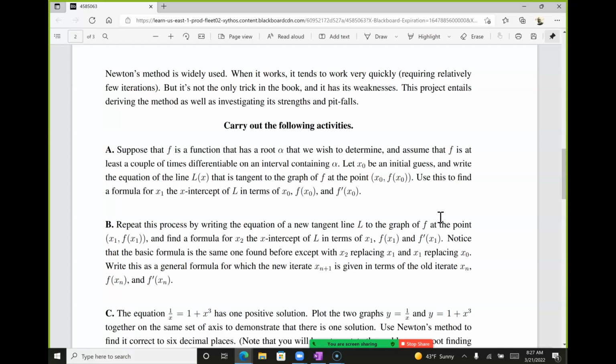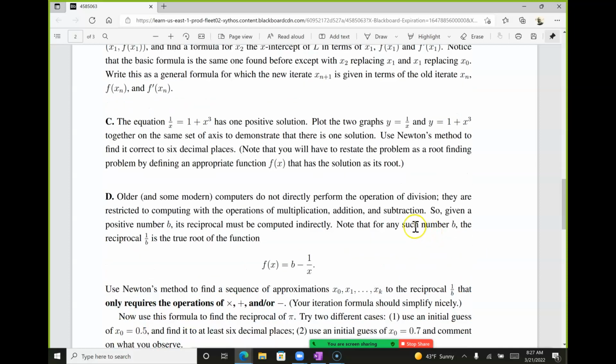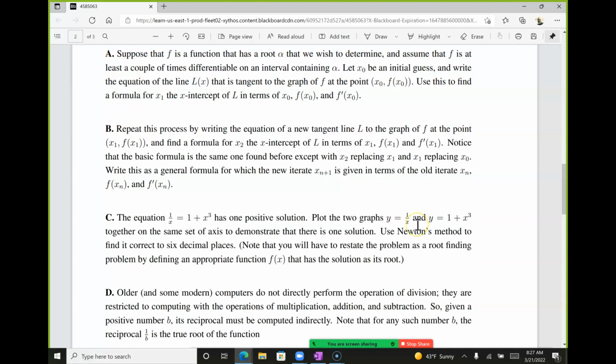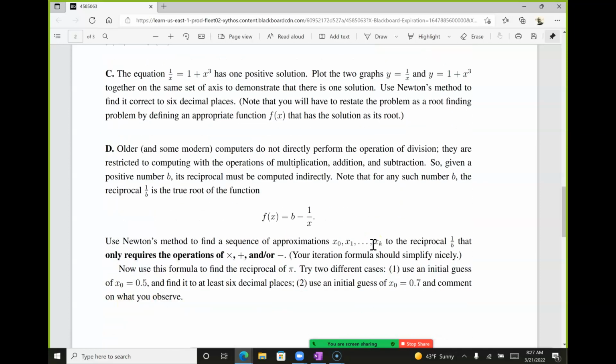So part A and B are very similar. Part C is when you first start using Newton's method. So part A and B are you coming up with Newton's method. And again, I'll explain that. And in D, we're going to calculate the reciprocal of pi. Of course, you can do 1 divided by pi on your calculator and get the answer. So know where you're trying to get to, right?